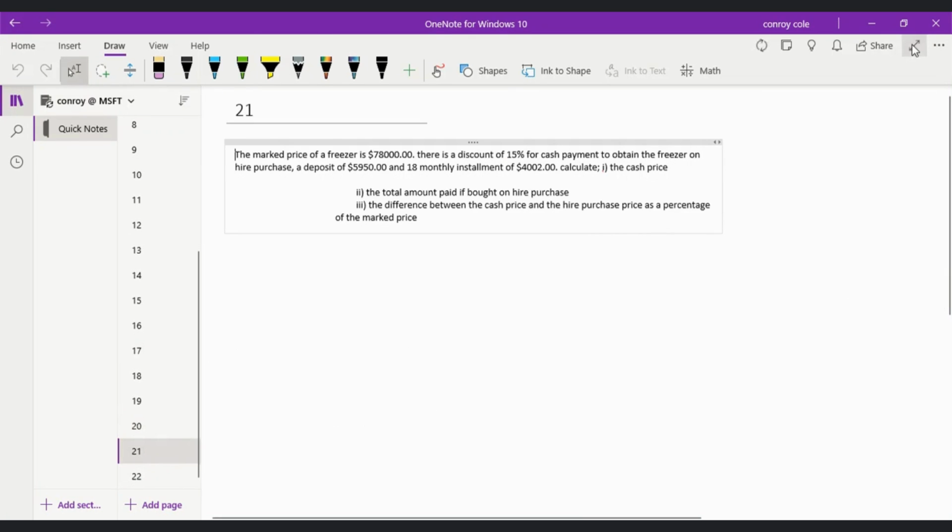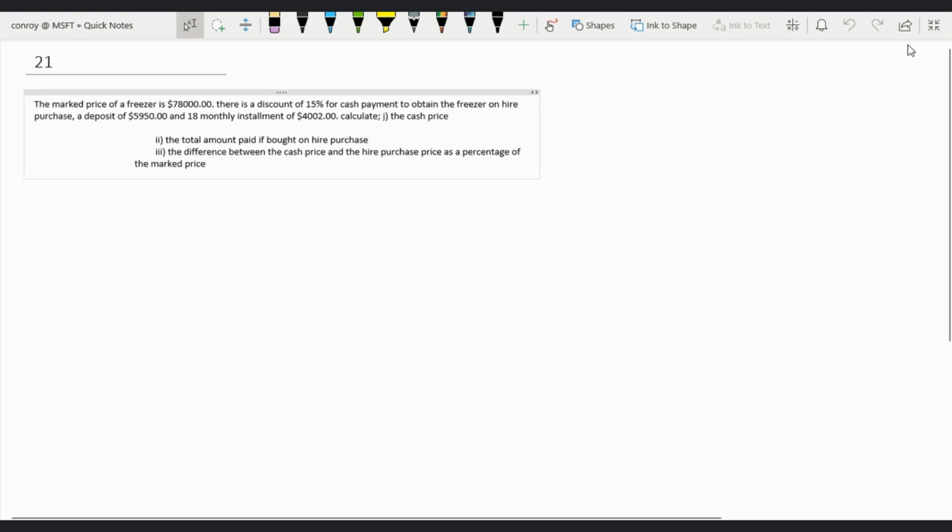All right, looking now at our next question, it says the marked price of a freezer is $78,000. There is a discount of 15% for cash payment. To obtain the freezer on hire purchase, a deposit of $5,950 and 18 monthly installments of $4,002. We are to calculate the cash price, the total amount paid if bought on hire purchase, and the difference between the cash price and the hire purchase price as a percentage of the marked price.